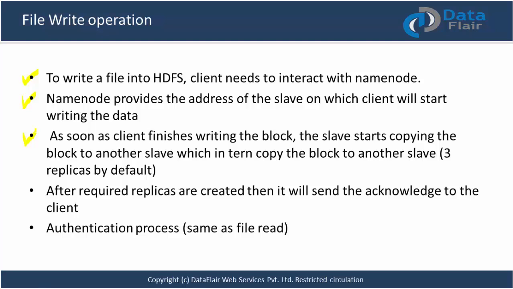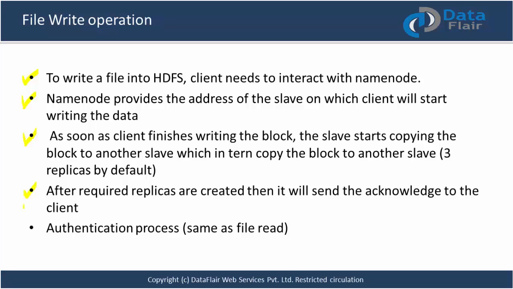As soon as the client finishes writing the block, the slave starts copying the block to another slave, which in turn starts copying to another slave. Slaves replicate the data amongst themselves. The client will send just 1 copy, and suppose your replication factor is 10, automatically the slaves will create 9 more replicas in between them. After the required replicas are created, it will send the acknowledgement to the client.